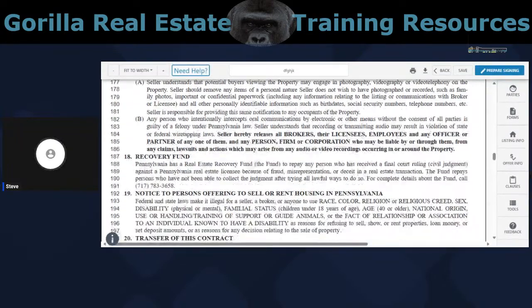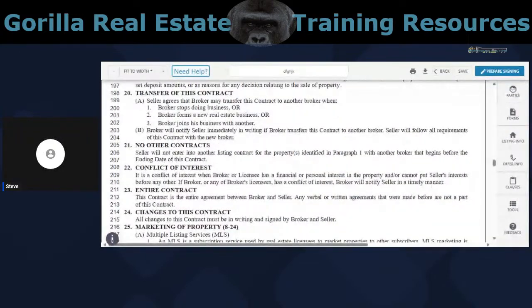Transfer of this contract. The broker owns the contract. If you move to a different firm, I have the right to transfer it, or not. But no other contract.